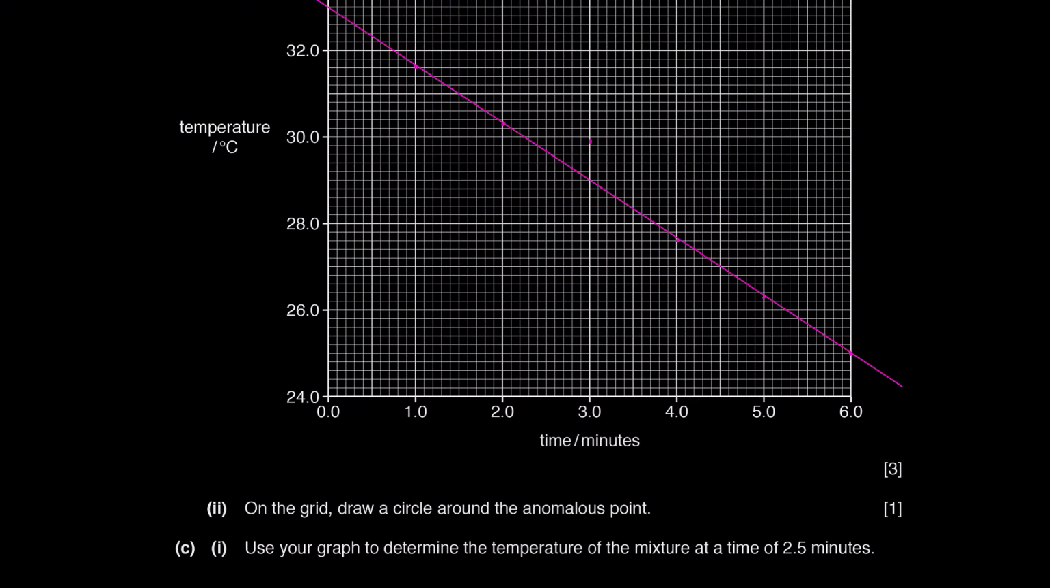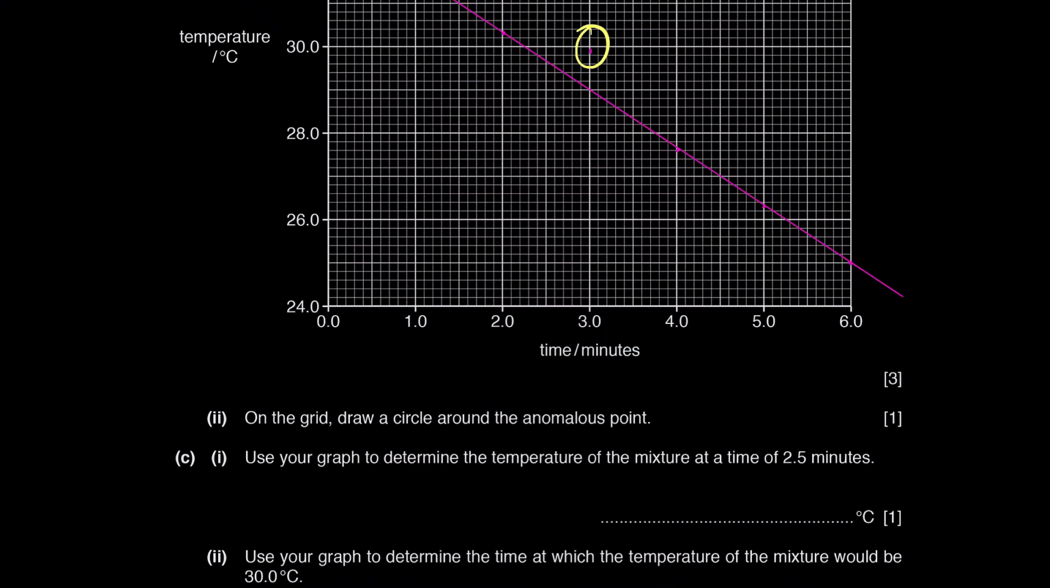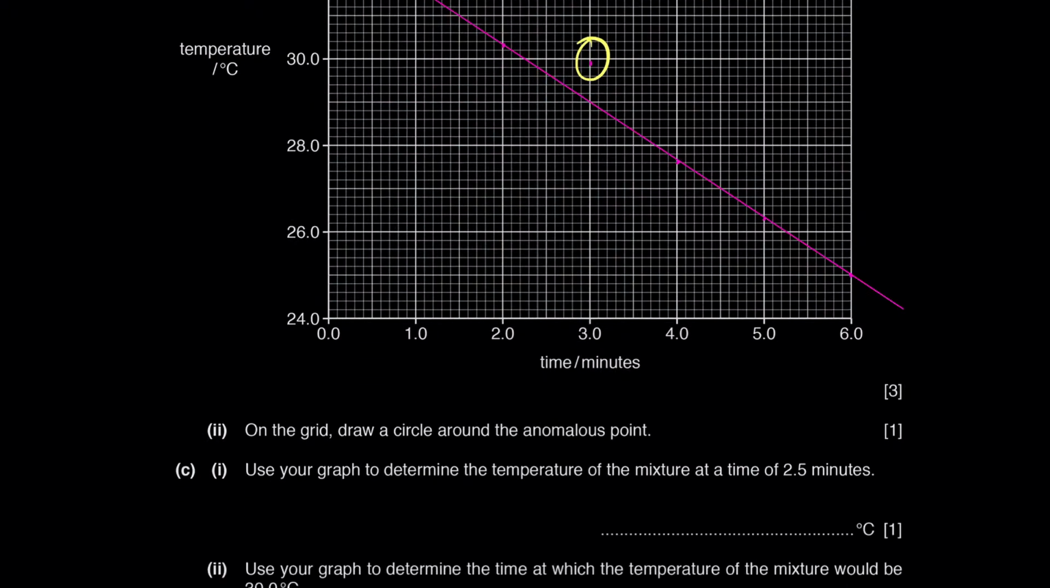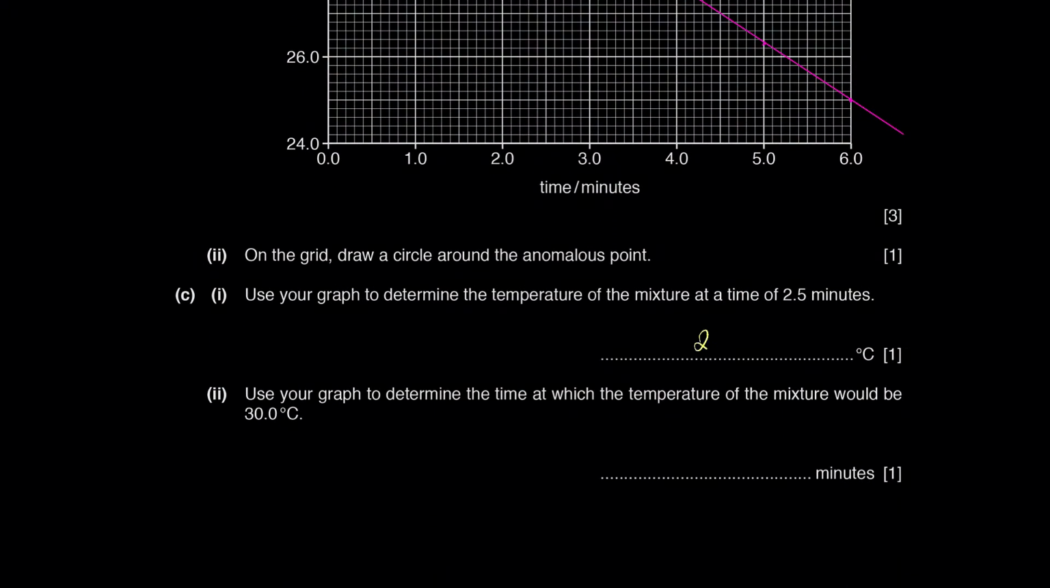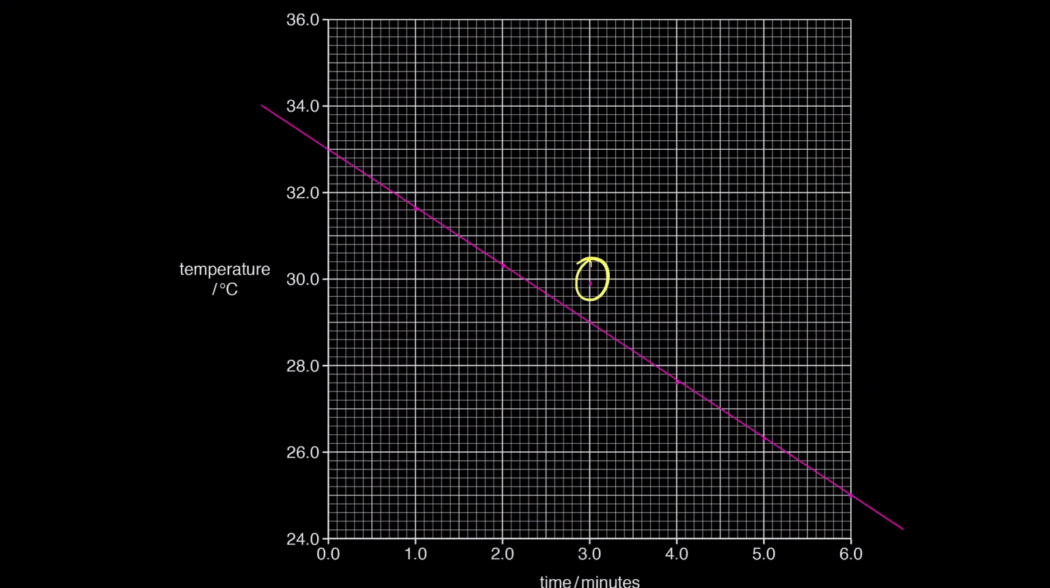On the grid, draw a circle around an anomalous point. Do you guys know what anomalous means? It's an anomaly. Do you guys know what that means? Use your graph to determine the temperature of the mixture at 2.5 minutes. 2.5 minutes, it's 29.6 degrees Celsius. Use your graph to determine the time at which the temperature of the mixture would be 30 degrees Celsius. It would be 30 degrees here.